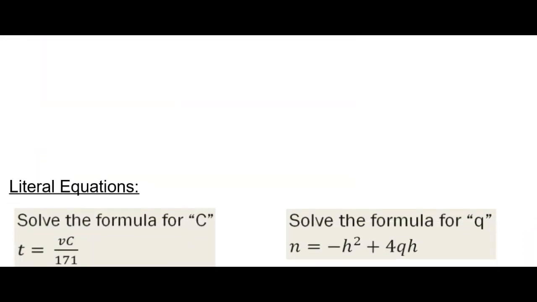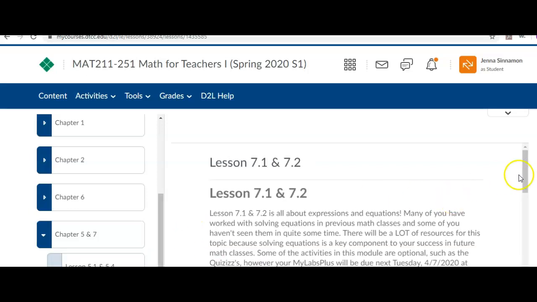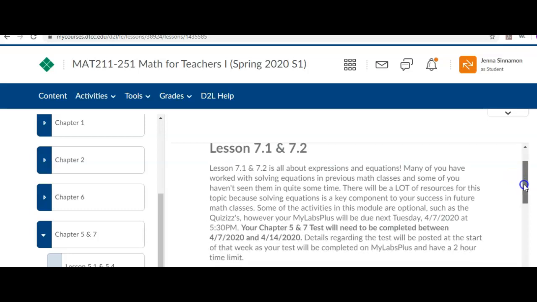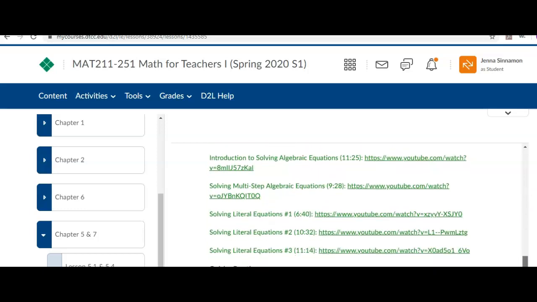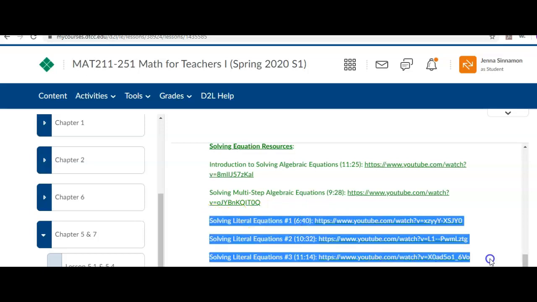Now, this last section, I'm actually going to direct you to your D2L. So I'm going to jump over to D2L, and I'm in the chapter 5 and 7 folder. And this is about today's lesson, 7.1 and 7.2. It goes through what will be taking place, and I have posted tons of practice and YouTube videos for resources, but I really want you to take a look at the solving literal equations. These three are going to be your go-to. I've put the time lanes of each one.